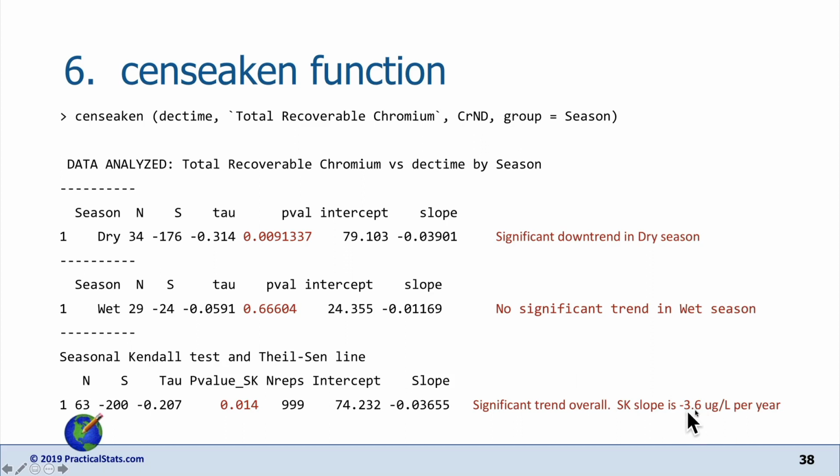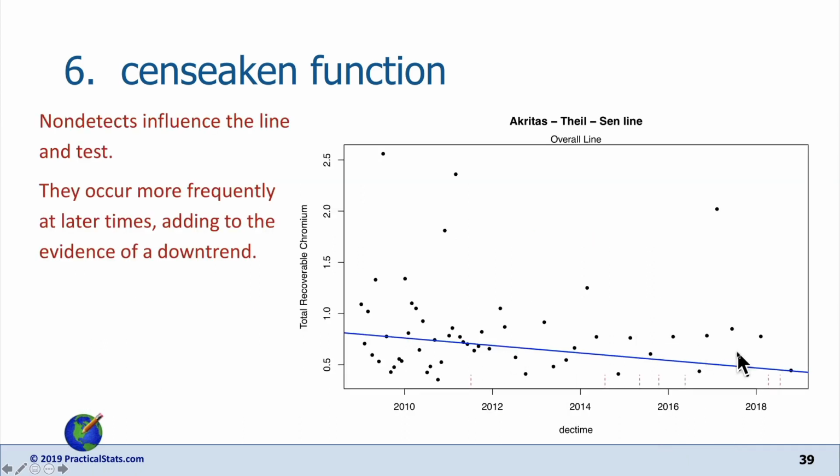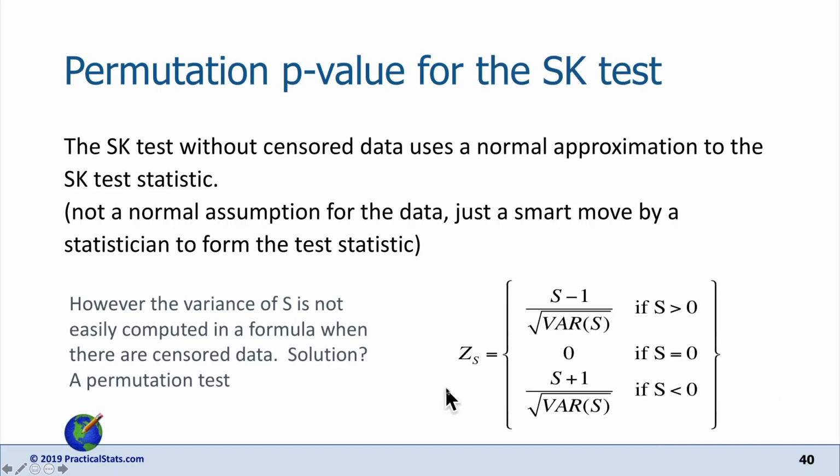That should be 0.036. Excuse me. Should have caught that one before now. A minus 0.036 micrograms per liter. I guess I could change the units to something else, and then it would be minus 3.6, but it's minus 0.036 micrograms per liter. And you can get the overall line. To get a picture of it, you've got the equation for that overall line.